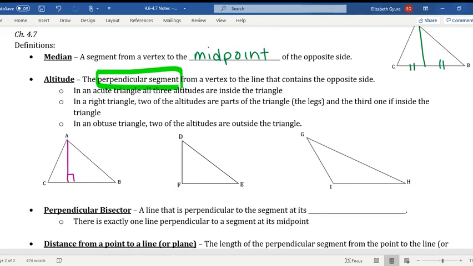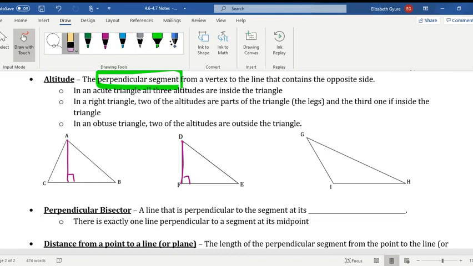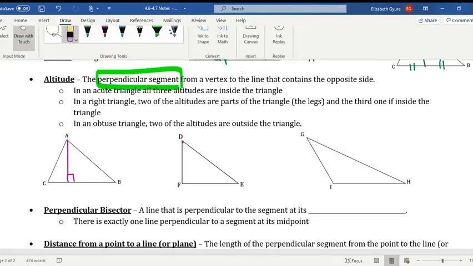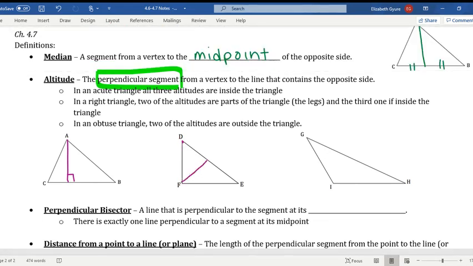In a right triangle, 2 of the altitudes are actually the legs, because think about if you tried to draw an altitude from D, wouldn't it just hit vertex F? Wouldn't it be perpendicular right there? That's technically the altitude, okay? But you could also draw it from F to the opposite side, and it would look something more like this. Okay, so just keep that in mind.